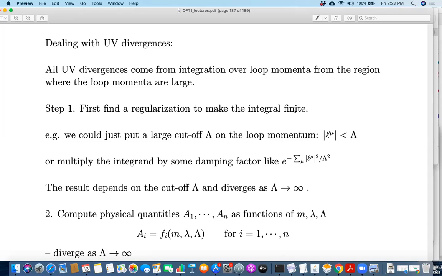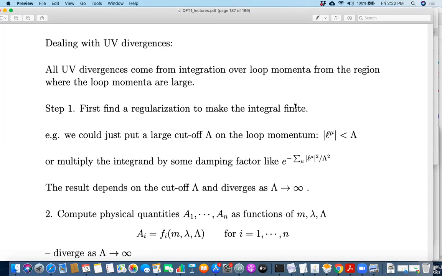This can take various forms. Often the final result doesn't depend on how you regularize, although the intermediate steps can become simple or complicated depending on how good your regularization is. For example, we could just put a large cutoff lambda on the loop momentum. We said that we only integrate over loop momentum which is less than lambda. Or you can be more sophisticated and multiply the integrand by some damping factor like e to the minus L mu square over lambda square.